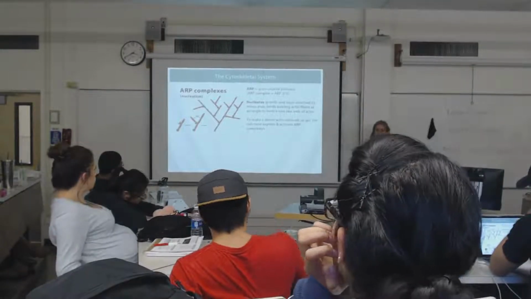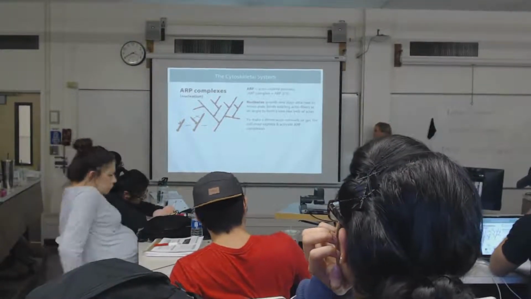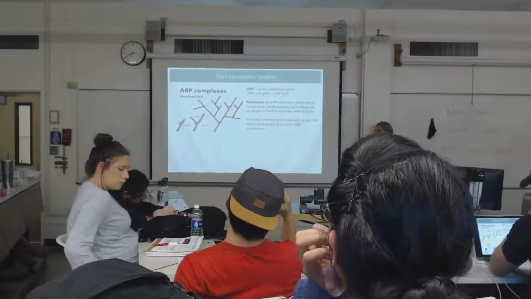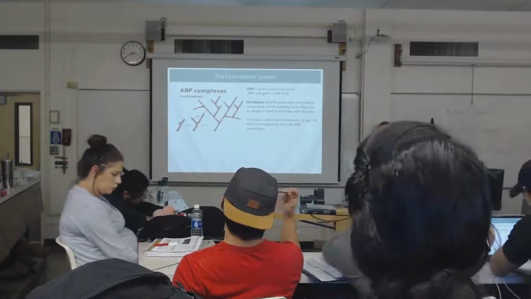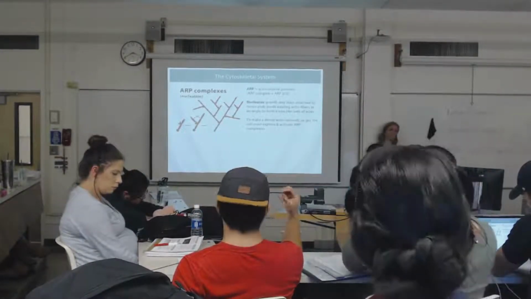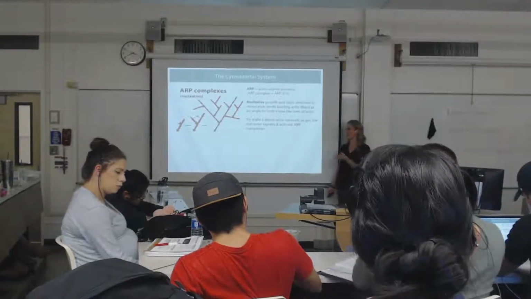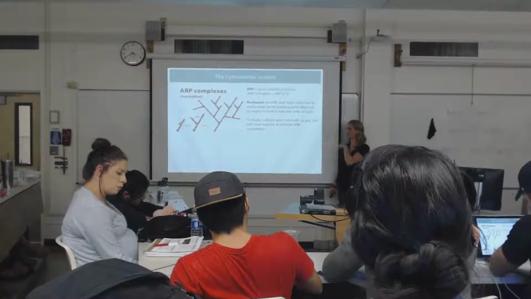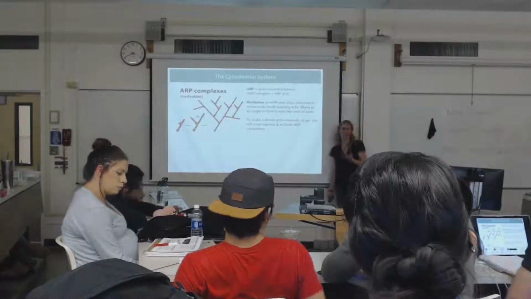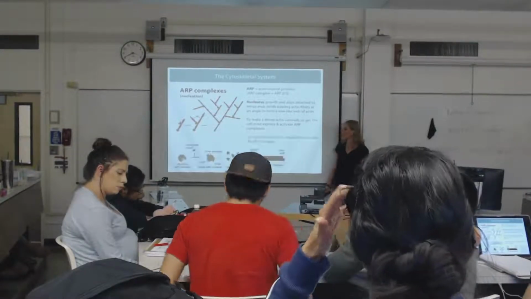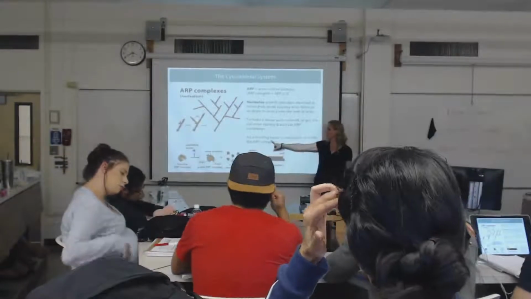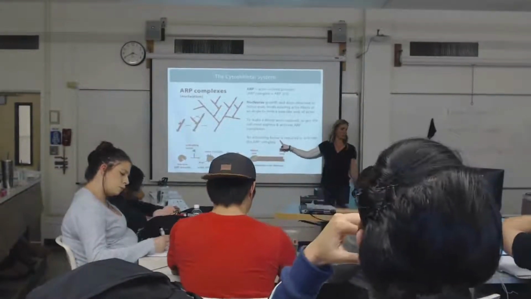All right. So in order to get this meshwork, you need to have ARP complexes present. You also need to have them active. So one of the ways that a cell can regulate the formation of these gels is not just whether or not ARP is present, it's regulating a protein called activating factor.